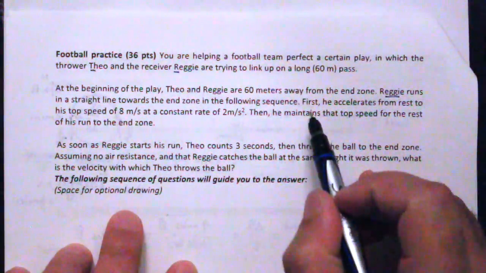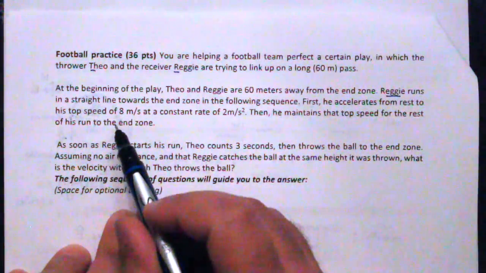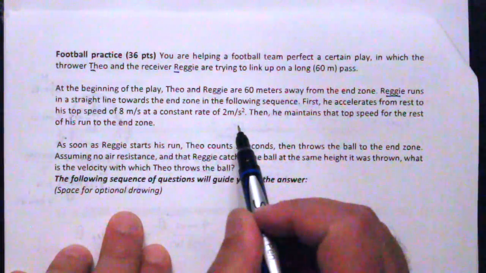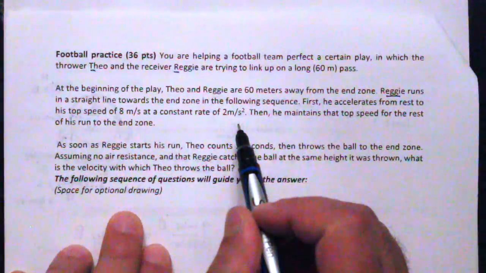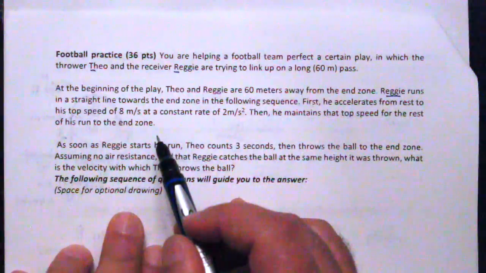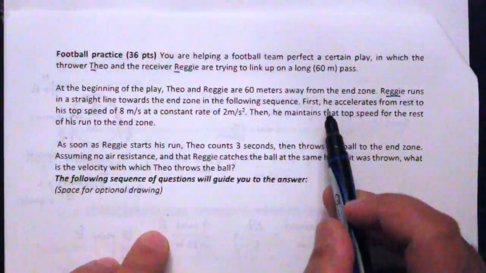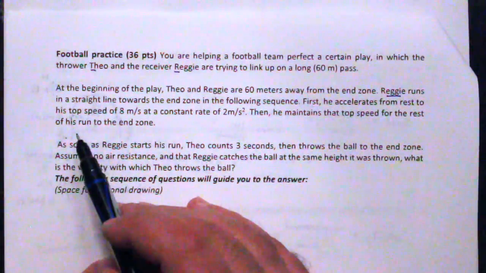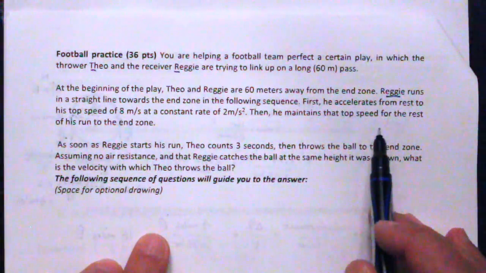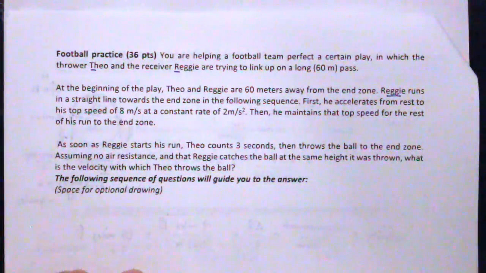What does Reggie do? First, he accelerates from rest to his top speed of 8 meters per second at some constant rate, 2 meters per second squared. Then he maintains that top speed for the rest of his run to the end zone. So his run to the end zone has two segments to it. One segment in which he accelerates from rest to some top speed, and then he maintains that top speed at a constant speed for the rest of his run to the end zone, right?